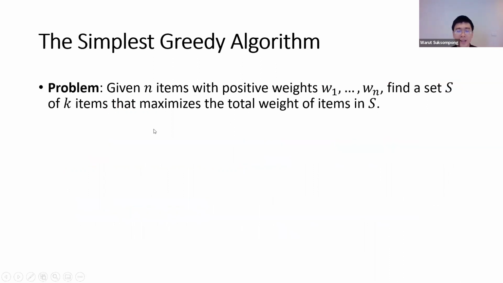Okay, so let's look at an even simpler example of a greedy algorithm. This is probably the simplest kind of greedy problem you can imagine. Suppose that you're given n items with the positive weights W1 through Wn. You want to find a set S of k items that maximizes the total weight of the items in S. So what are you going to do? Well, you cannot take all because you can only choose k out of the n items.